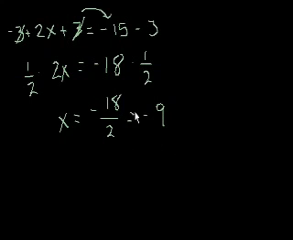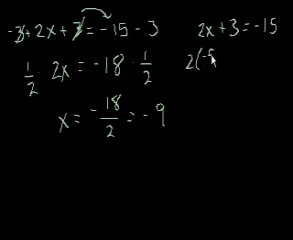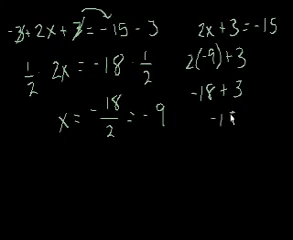Let's do another problem. And actually, if we want to check it, we could say, well, the original problem was 2x plus 3 equals minus 15. So we could say 2 times minus 9 plus 3. 2 times minus 9 is minus 18, plus 3. Well, that's equal to minus 15, which is equal to what the original equation said. So we know it's right. That's the neat thing about algebra. You can always check your work.